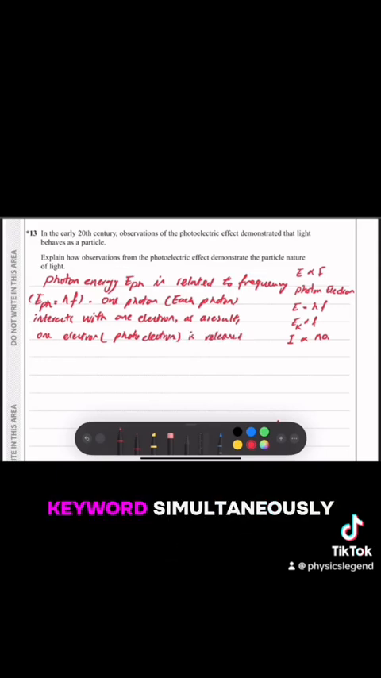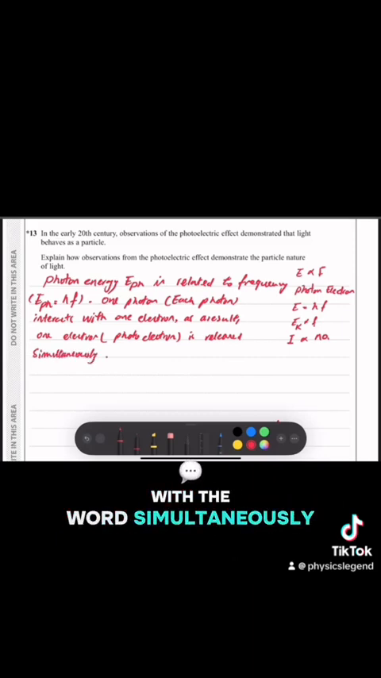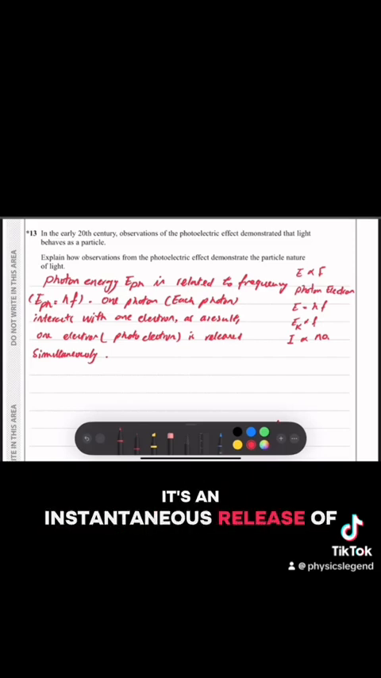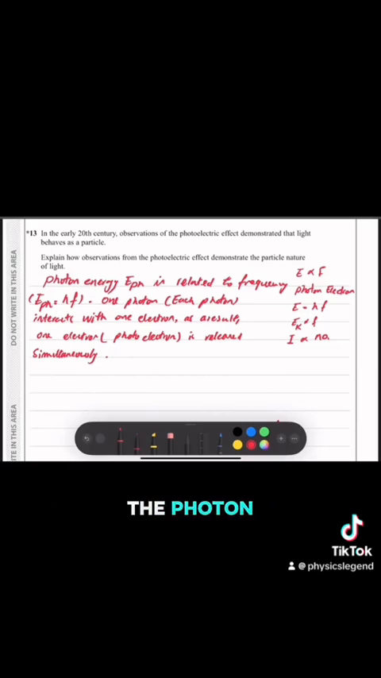What's the effective keyword? Simultaneously. If you're not happy with the word simultaneously, you can say instantaneously. It's an instantaneous release of photoelectrons due to the interaction with the photon. So I get 3 points here.